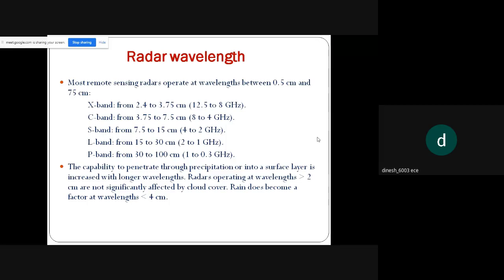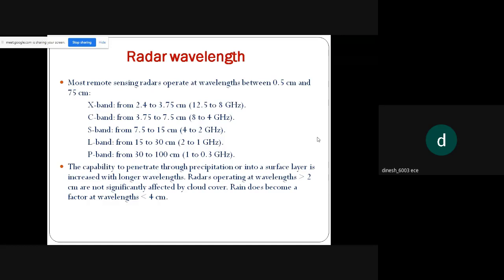They are classified into X band, from 2.4 centimeter wavelength to 3.75 centimeter wavelength, operating at a frequency of 12.5 gigahertz to 8 gigahertz. And from 3.75 centimeter to 7.5 centimeter wavelength, operating at a frequency of 8 to 4 gigahertz, is your C band. And from 7.5 centimeter to 15 centimeter, operating at a frequency of 4 to 2 gigahertz.